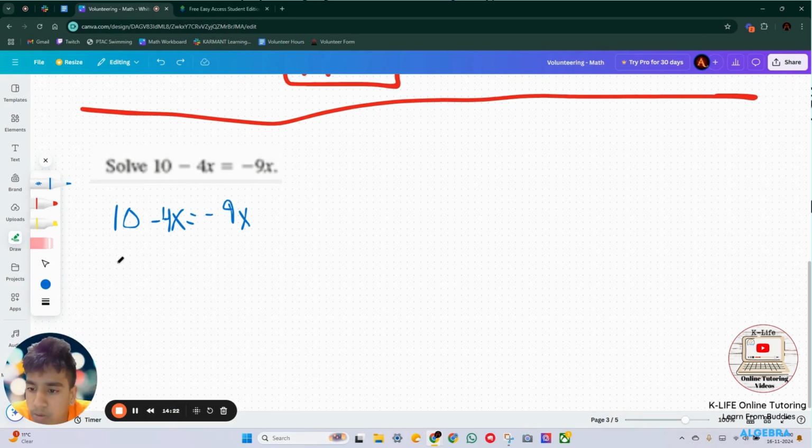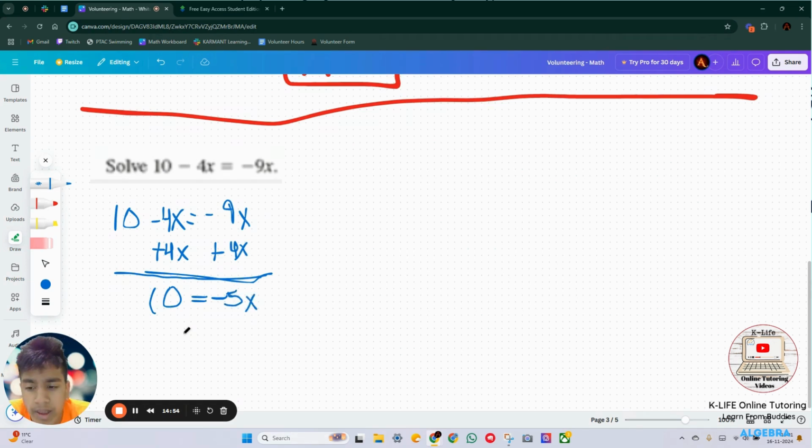So what you want to do in this one first is isolate the variable. You want to have a constant term equal to a variable term. So we're going to do plus 4x on both sides. That's a bad line, but it's okay. And that will give us negative 5x, okay, x will equal to what? Negative 2. It's just one step lesser.